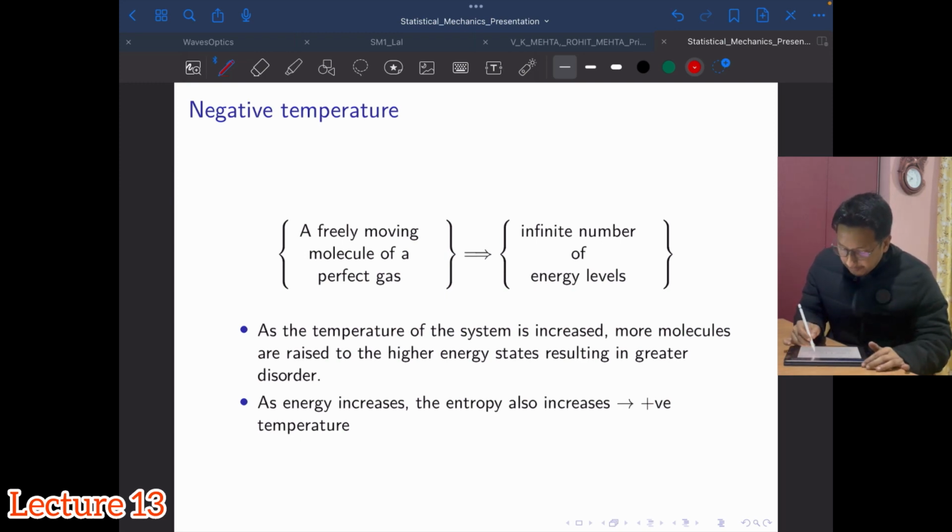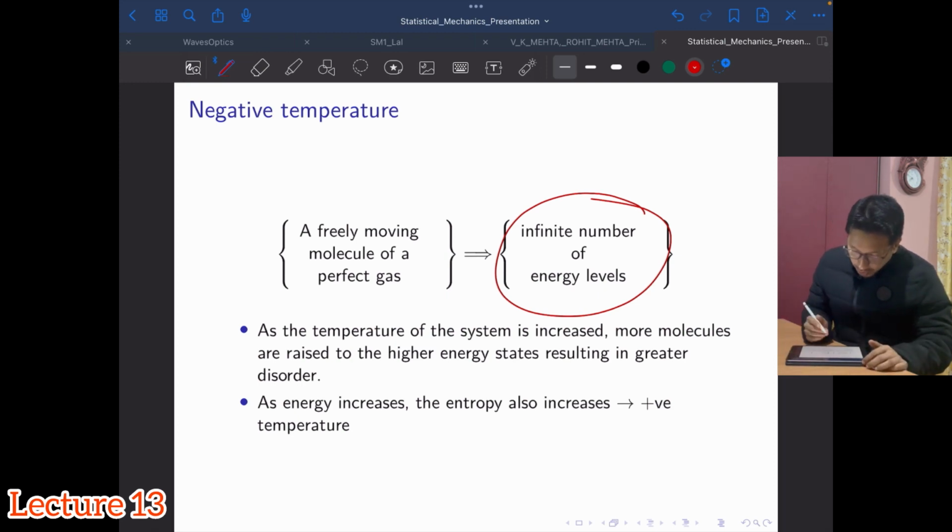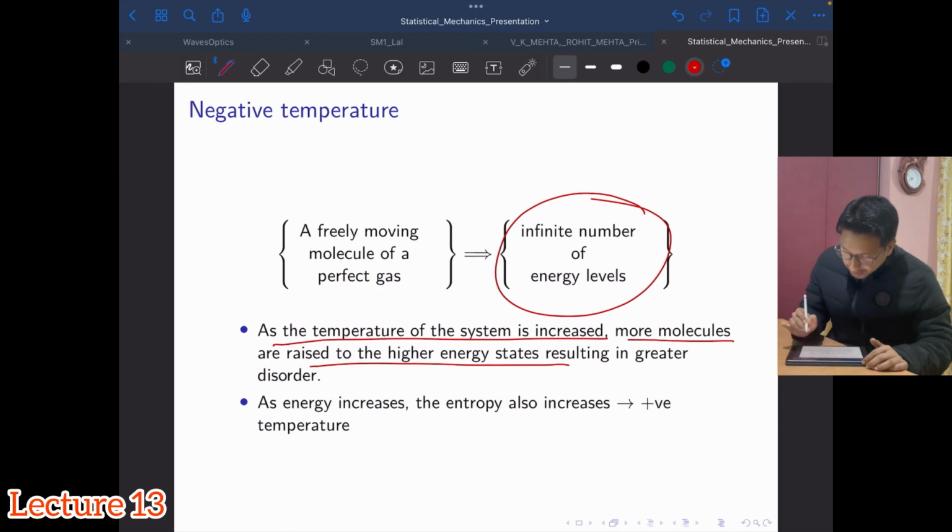It has got an infinite number of energy levels, because the perfect gas is not experiencing any potential, so it's not bound to anything, and it can take up any energy level. If you keep supplying energy, it will take up energy, so it can be present in any of the energy levels it has. As the temperature of this ideal gas system increases, more molecules are raised to higher energy states, resulting in greater disorder.